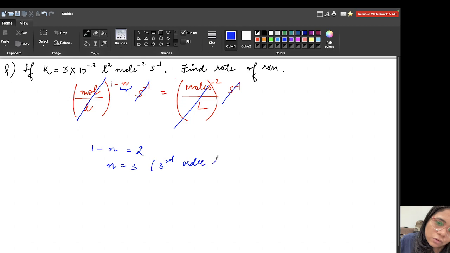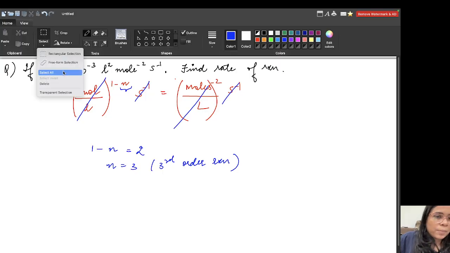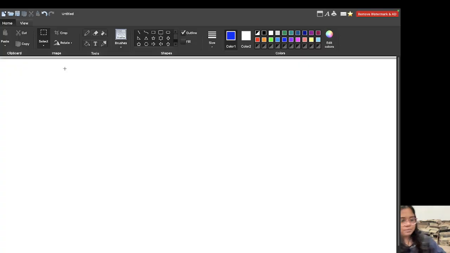This is how you find the order of reaction whenever such a kind of question is given and just the units are given. Okay. Now a big question for you all. I'll give 2-3 such kinds of questions. First question I'll do, the rest two you guys try to do.